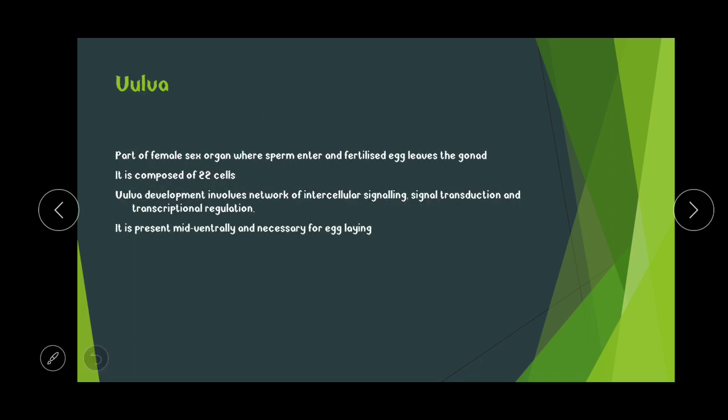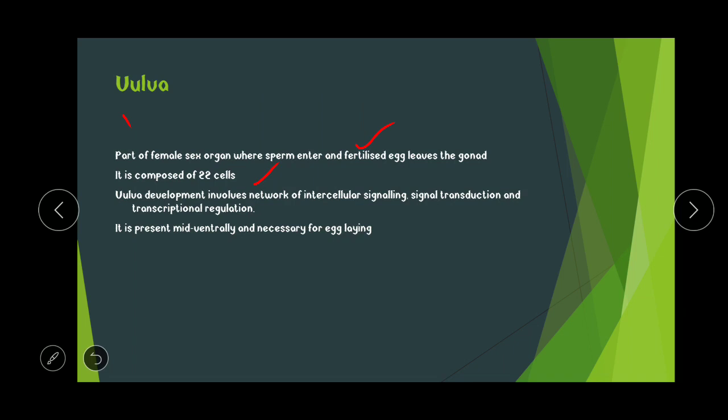Now vulva, the main topic that we have to discuss. First of all, it is the part of the female sex organ where sperm enter and the fertilized egg leaves the gonad. The sperm enter the body through the vulva, and the fertilized egg leaves the gonads through the vulva, and it is composed of 22 cells. As I have already told, the number of cells is limited in the whole body, so vulva has only 22 cells. So tracing the development is an easier job here as compared to other organisms.